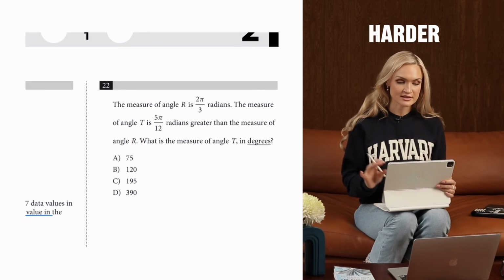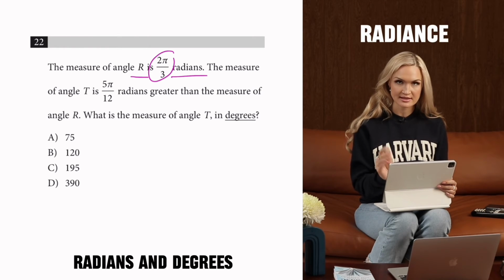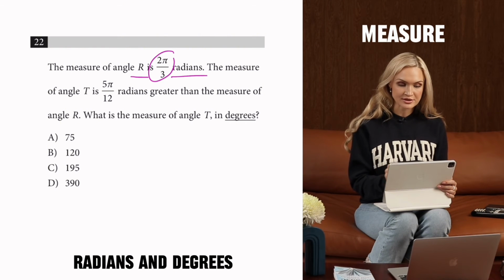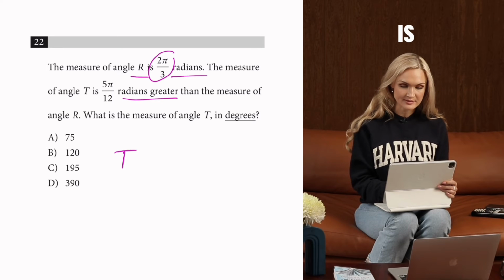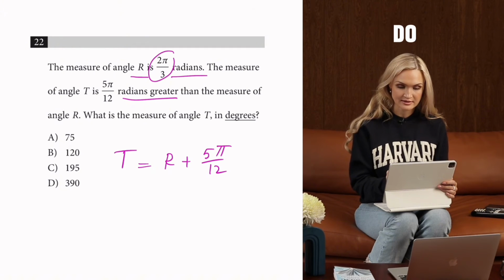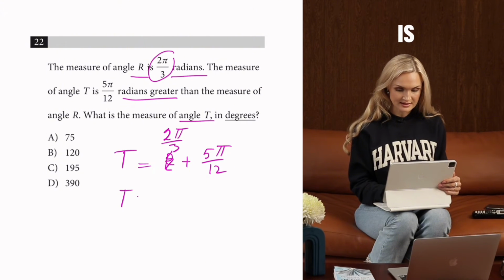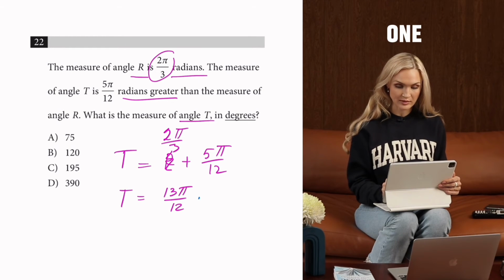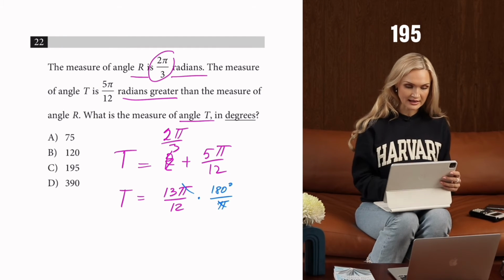So we're going to slightly harder territory here. Pay attention to the words. The measure of angle R is 2 pi over 3 radians. That's okay. We can measure degrees and radians. The measure of angle T is 5 pi over 12 radians greater. Angle T is basically equal to angle R plus 5 pi over 12. That's okay. We could do that because R could be replaced with 2 pi over 3, and now we just need the measure of angle T in degrees. That's a piece of cake. T is equal to 13 pi over 12. Let's convert that real fast. I know that 1 pi has 180 degrees. Pi cancels. That equals 195.